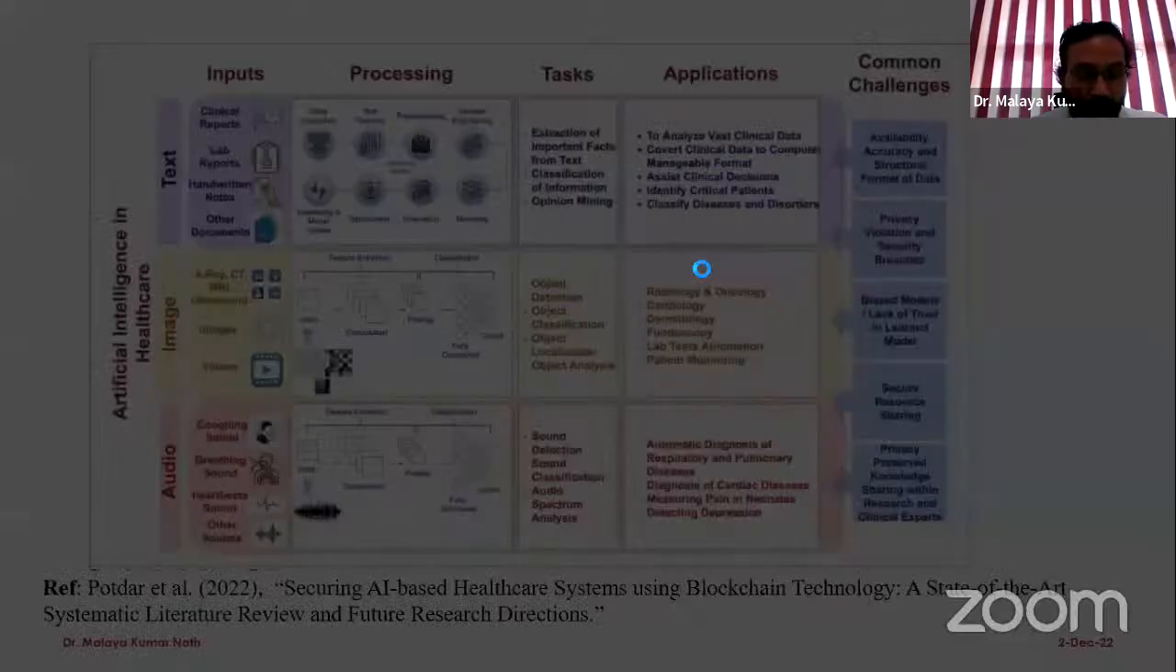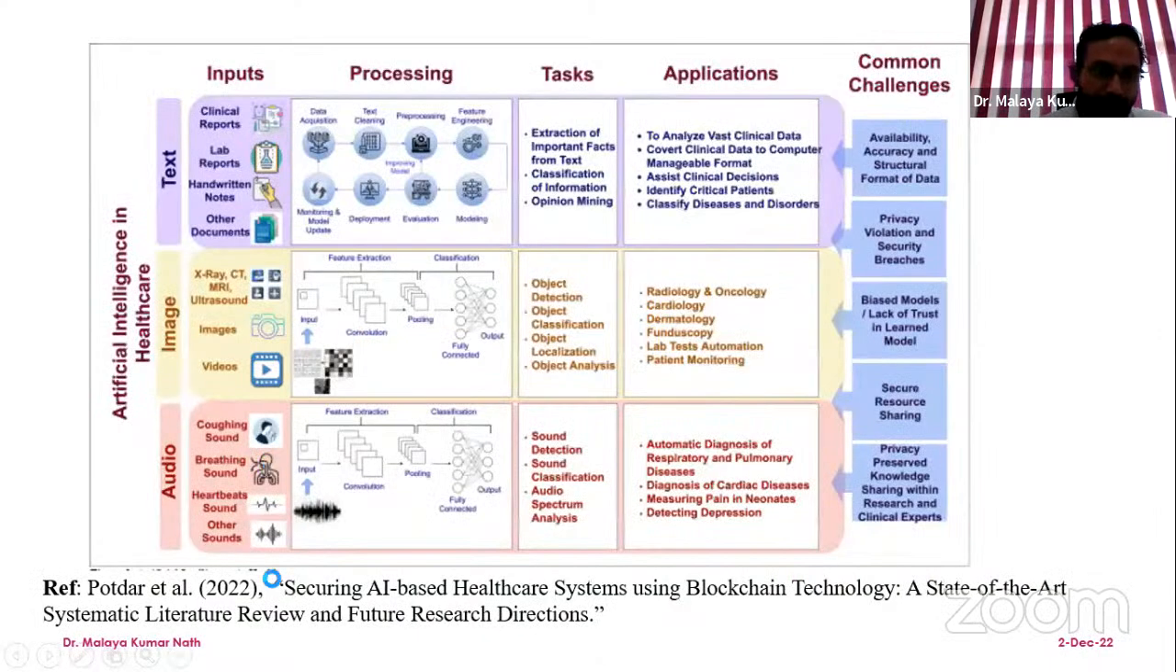This diagram I showed yesterday, and I have taken it from Professor Poddar's paper, "AI-based healthcare system using blockchain technology: a state-of-the-art systematic literature review and future research directions." They have mentioned how artificial intelligence is used in healthcare sectors for analyzing different databases such as text, image, and audio.